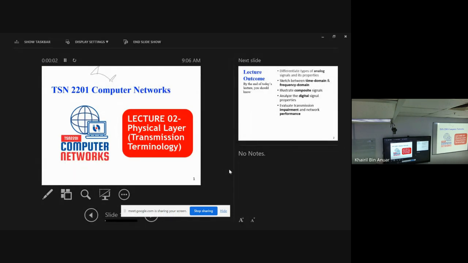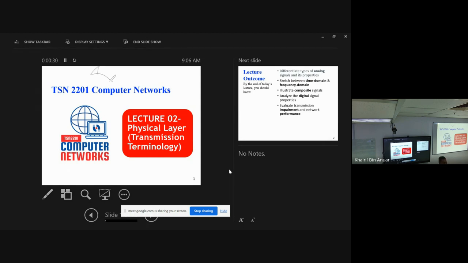Right. So for today's session, basically we would like to go through the physical layer in depth. Before we start, how many of you have gone through the lab session, lab 1? Can I see a hand? Not many. Still have some students who haven't gone through lab 1. Have you gone through lab 1? Not yet. When is your lab?